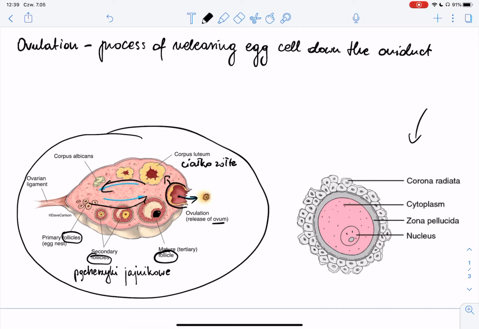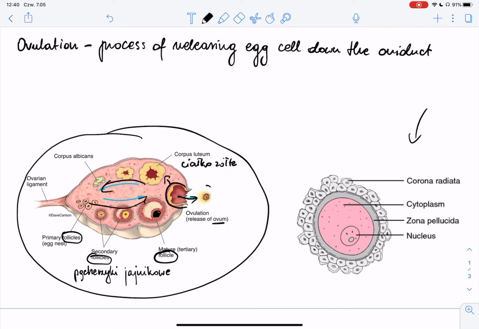Usually either the left or right ovary is ovulating. They are not doing this simultaneously. So one month, the left ovary will release an egg, and the next month, the right will do it. Sometimes it might happen that they do it simultaneously, and then there are two eggs. If two of them are fertilized, then we have a twin pregnancy.